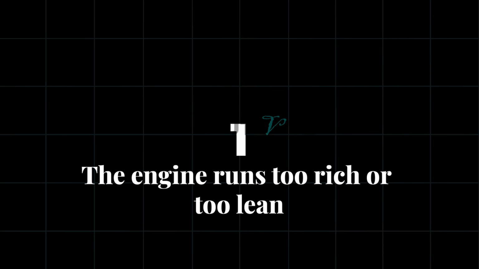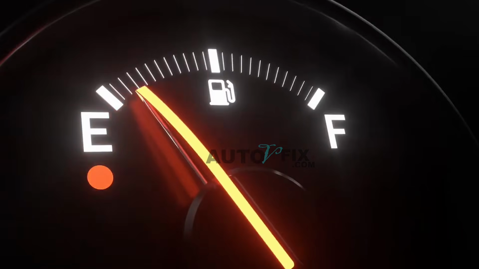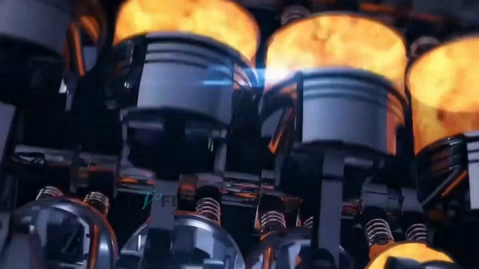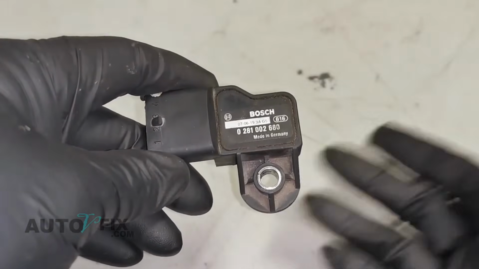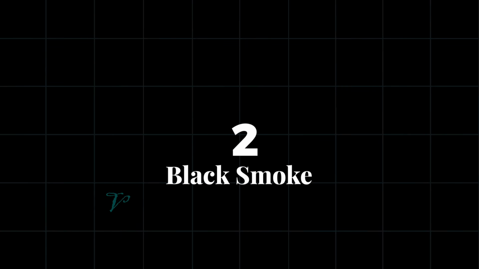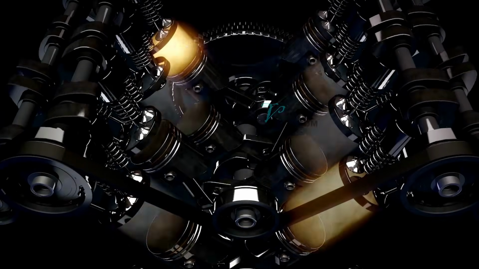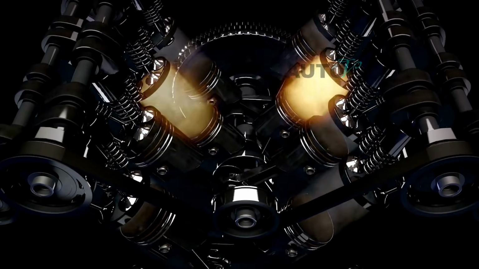You may notice the engine runs too rich or too lean. In some cases, fuel economy drops. In other cases, the engine may surge, misfire, or stumble under load. A bad MAP sensor can also cause black smoke from the exhaust if it makes the engine run too rich, or pinging and weak performance if fueling and timing are thrown off in the other direction.